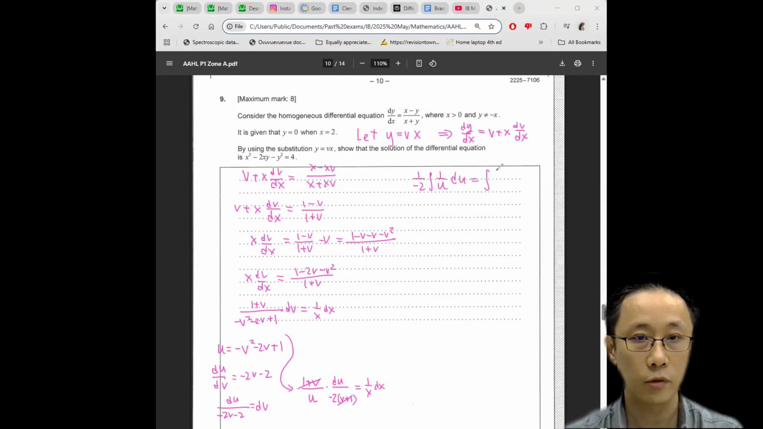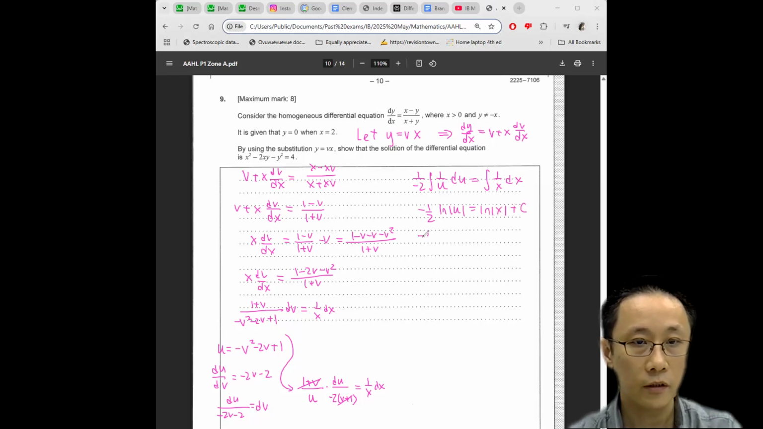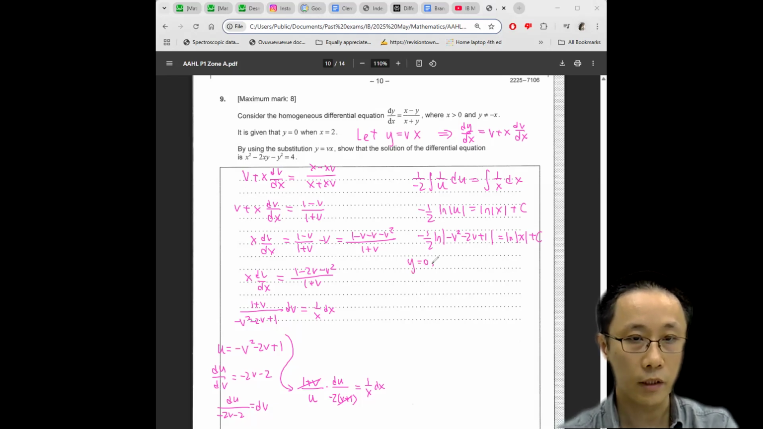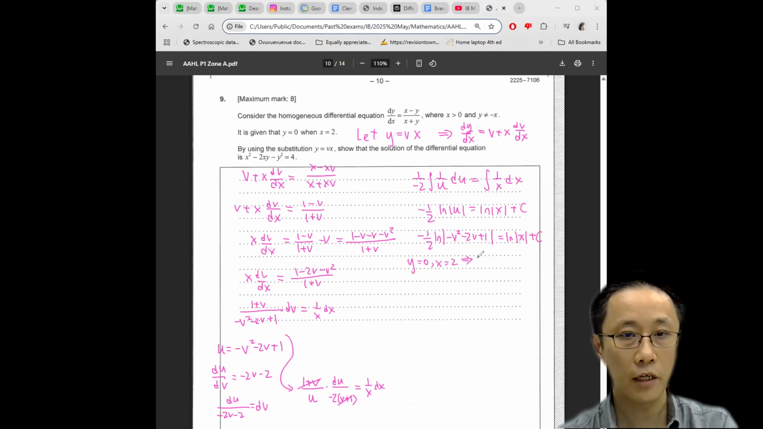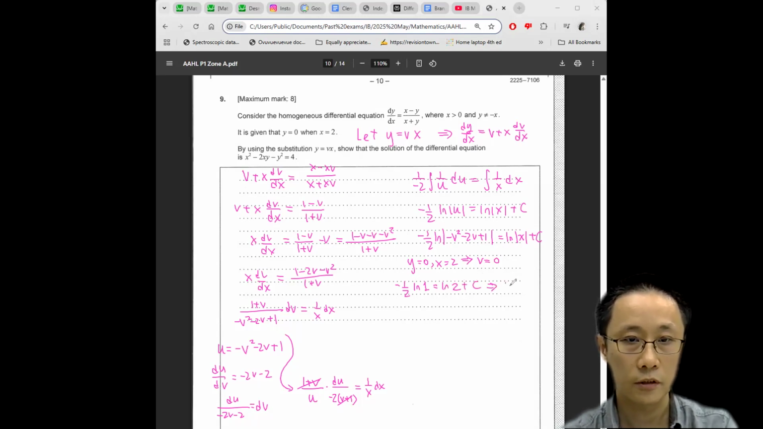du equals 1 over x dx. So minus 1 over 2 ln u equals ln x plus c. And let's bring back the v. Minus v squared minus 2v plus 1 equals ln x plus c. Using the initial condition, y equals 0 when x equals 2, which also implies that v itself has to equal 0. So we have minus half ln 1 equals ln 2 plus c. And since ln 1 is 0, c is minus ln 2.